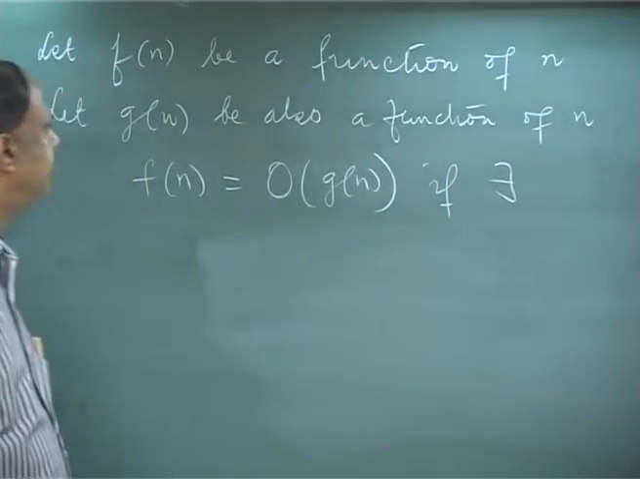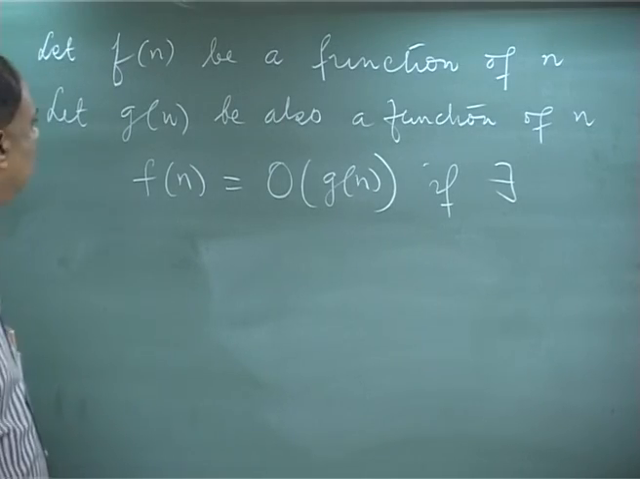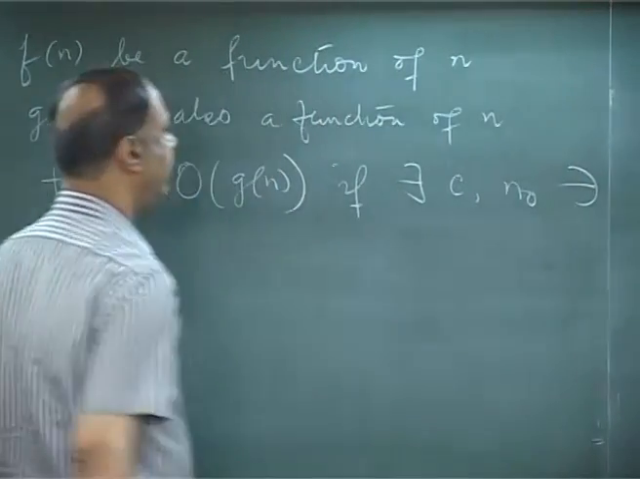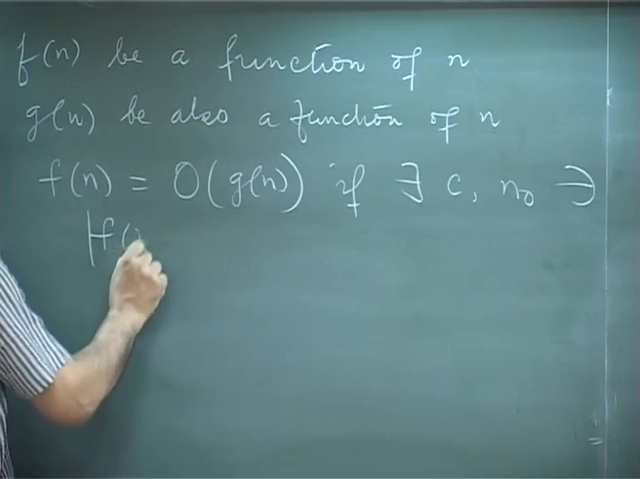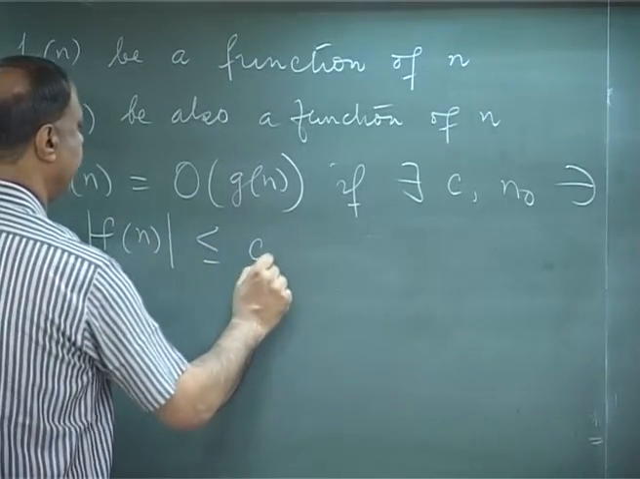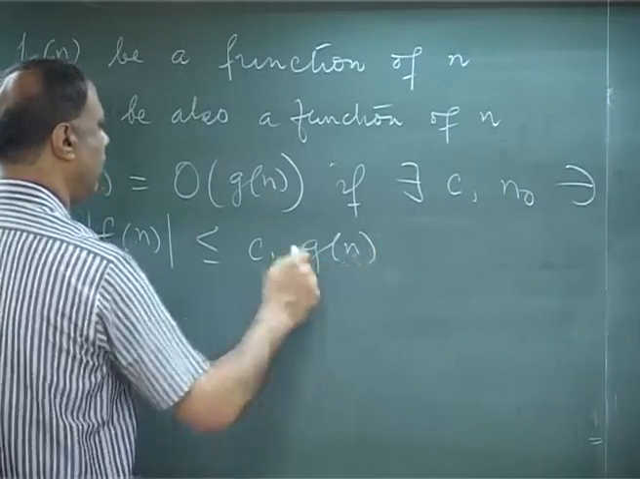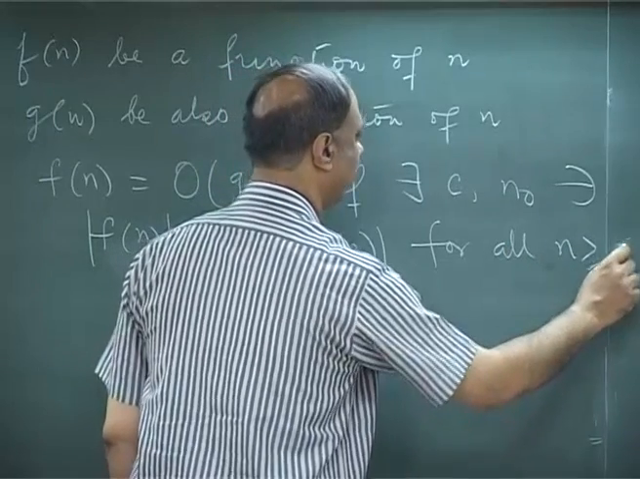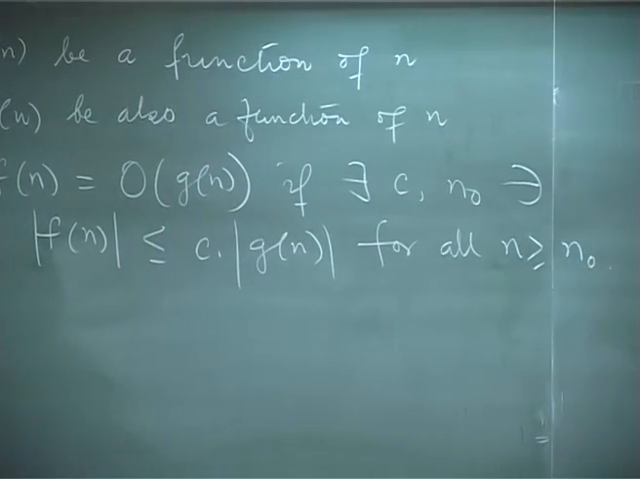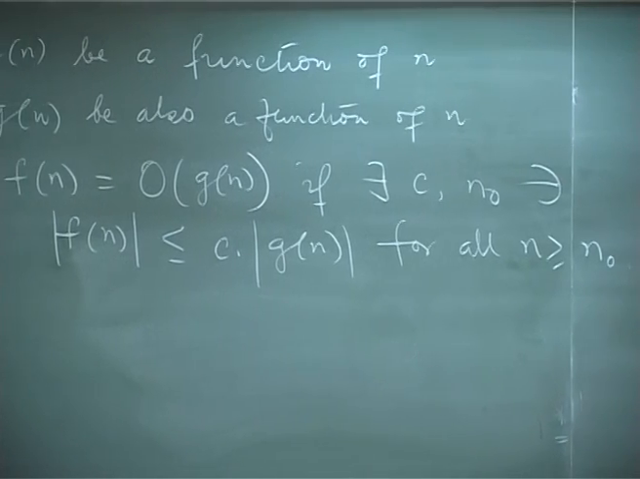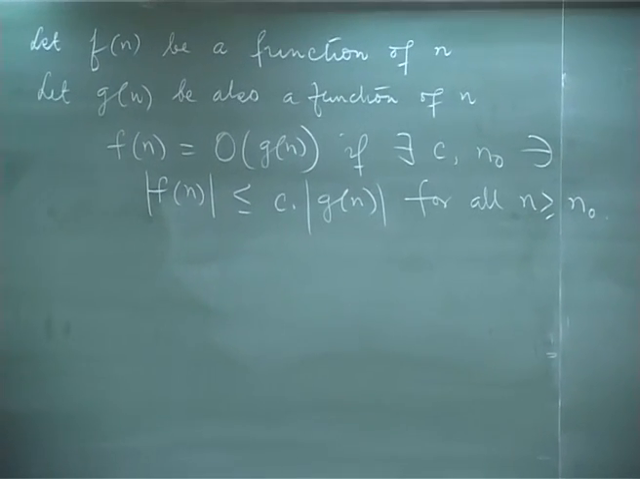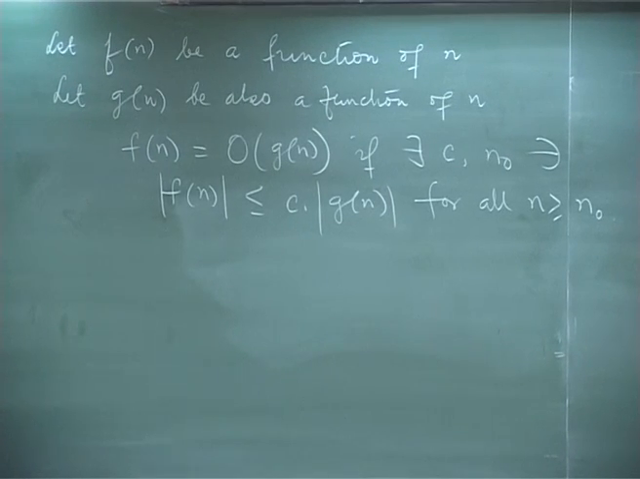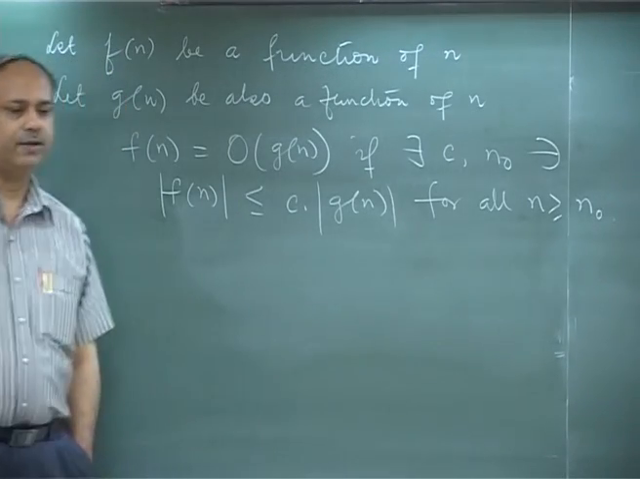there exists a constant C and N naught such that Fn is less than equals to C times Gn for all n greater than equals to n naught. Right? Fn is O of Gn if there exists a constant C and N naught such that the absolute value of Fn is less than equals to C times Gn for all n greater than equals to n naught.